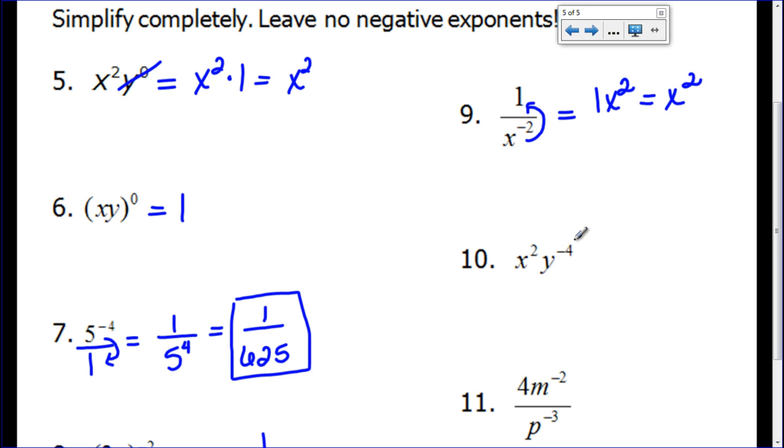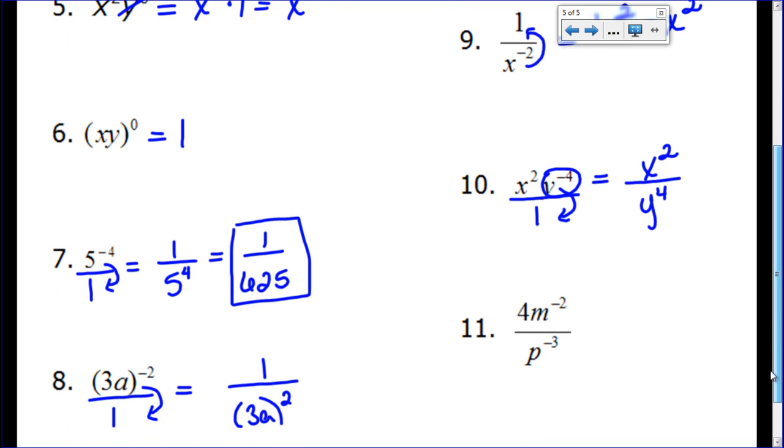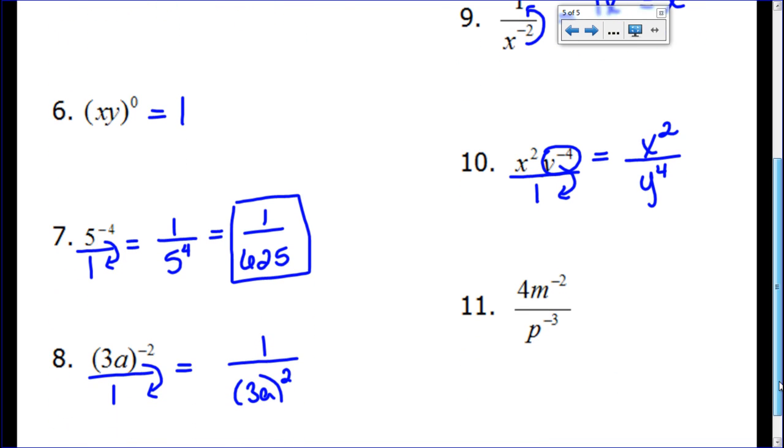Number 10, I've got x squared times y to the negative 4. Well, the only thing that has a negative exponent is just this part. The x squared has a positive exponent, so the x squared gets to hang out in the numerator all by itself. What has to get moved is this y to the negative 4. That's what has to cross the line, so this becomes y to the positive 4. And you can't do anything else with that. That is simplified completely.